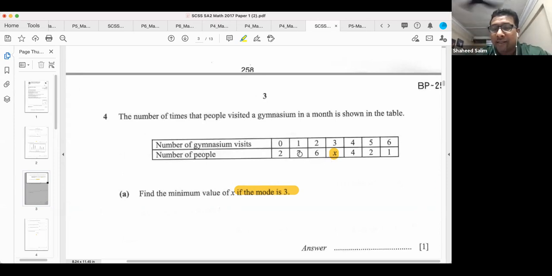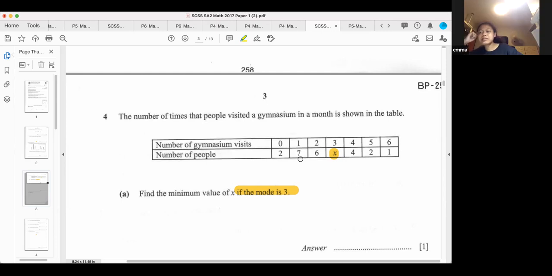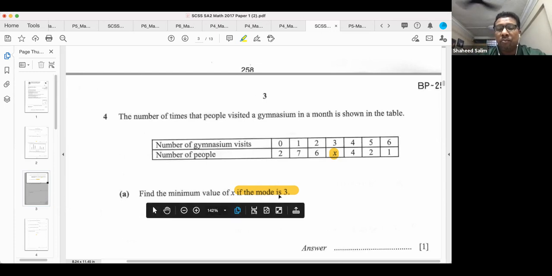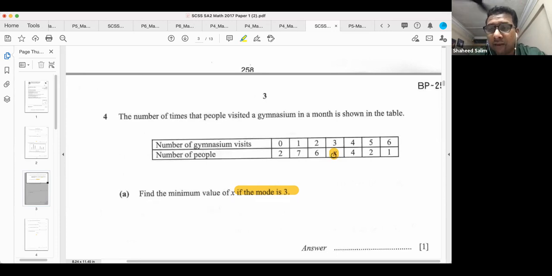Now currently the highest is 7, right? Yeah. Now if you let any number be smaller than 7, 7 is the mode. Now they tell you x is the mode. Down here, this 3 is the mode. That means x now must be bigger than 7. What's the smallest possible answer?